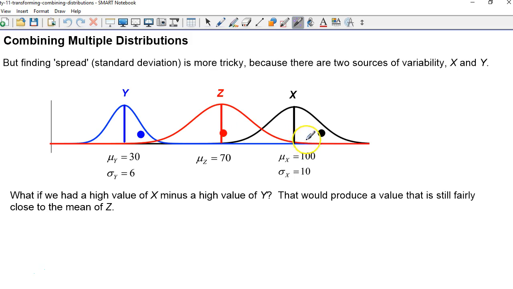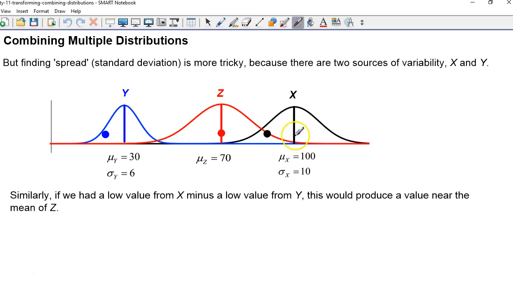Okay, but what if I had a really high value of x and I happen to have a really high value of y? Since they're both shifted up, the shiftedness, if you want to think of it that way, kind of cancels out, right? Since I'm talking about x minus y, if I have something that's 100 plus a certain amount and I have 30 plus a certain amount, that value minus this value is also going to be fairly close to the mean of 70. I could also have an unusually low value for x and an unusually low value for y, and this x minus this y would still be 70 apart. So that would also produce a value fairly near the mean of the z distribution.